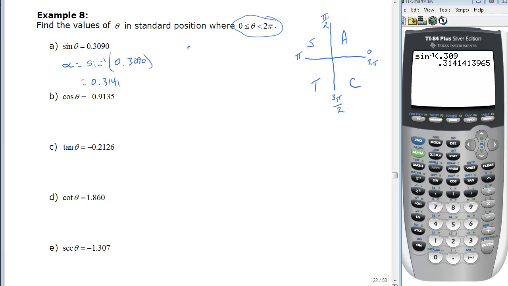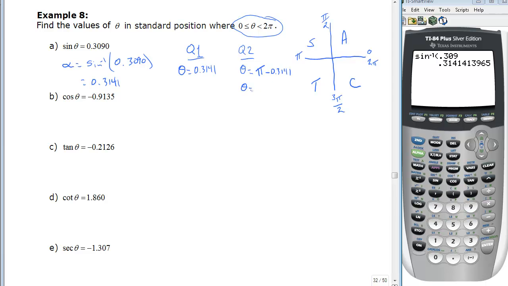Now we're going to figure out the quadrants first. Sine is positive in quadrant 1 and quadrant 2. So in quadrant 1, the reference angle and theta are the same, so there's our quadrant 1 angle. In quadrant 2, in degrees, we've done 180 minus the reference angle, but we're not in degrees, we're in radians, so this time it's going to be pi minus the reference angle.